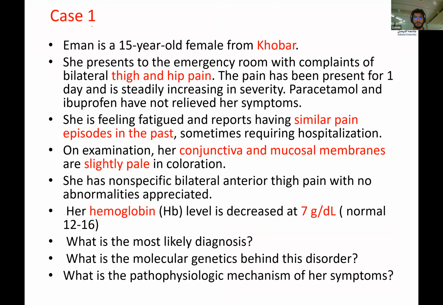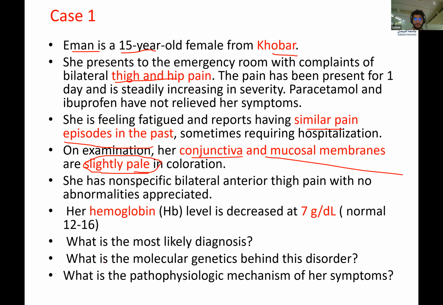We'll quickly read it. Basically, Iman is 15. She's from Khobar. She presented with whatever, that doesn't matter. I told you don't focus on the symptoms. The only symptom I would really focus on is the anemia. So she has anemia. The reason she has anemia is because the red blood cells are not good. You don't need to focus on pain and thigh pain and whatever. What you care about is that she's pale. When you have anemia, you're pale in specific places. That's what you need to focus on. Just know that it's anemia.